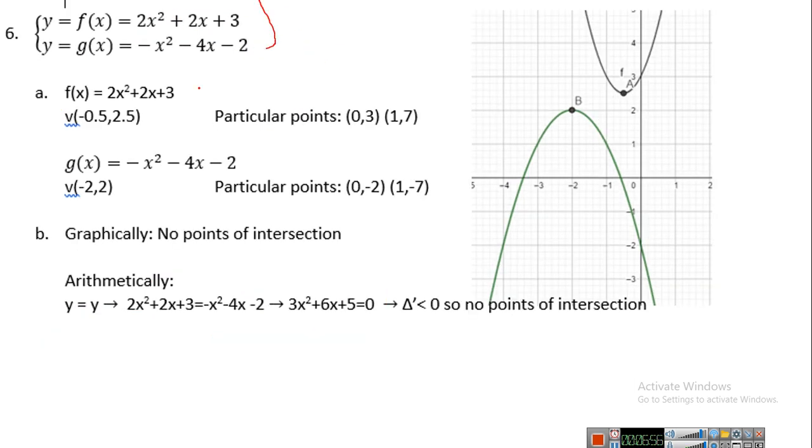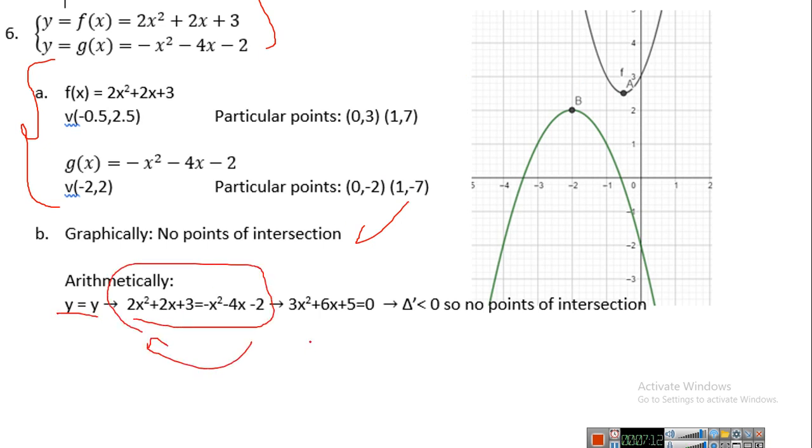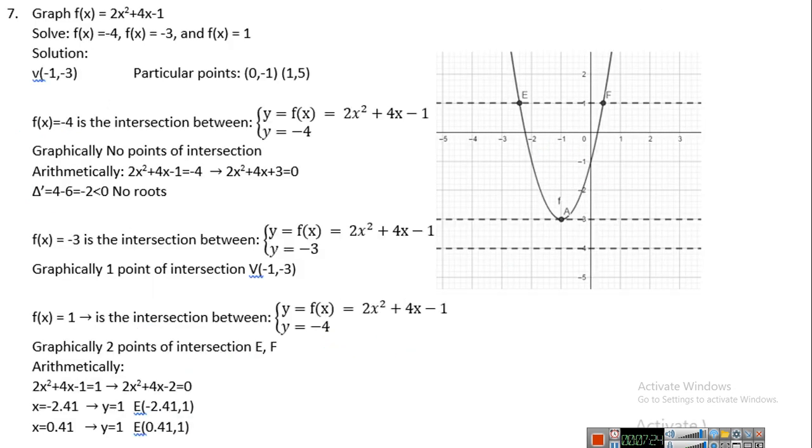Here you can check the graph by yourself, because you know these. Graphically, as you can see, I don't have any points of intersection. Now, if you want to do delta, you're going to get delta less than 0. So y equal to y, you equate it, you bring everything to the first side. So if you do delta prime here, so 9 minus ac, minus 15, less than 0, so no roots. No roots means no points of intersection.